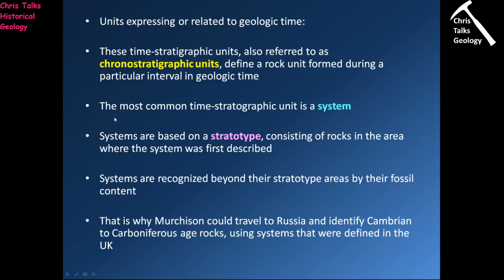So these time stratigraphic units are based on the rocks, but when we're trying to link them together over large distances, we have to use the fossils because the rocks obviously change. And this process is why Murchison could go to Russia and identify Cambrian to Carboniferous age rocks, by comparing them to the stratotypes from the UK, or more accurately, the fossils found within the stratotypes from the United Kingdom.